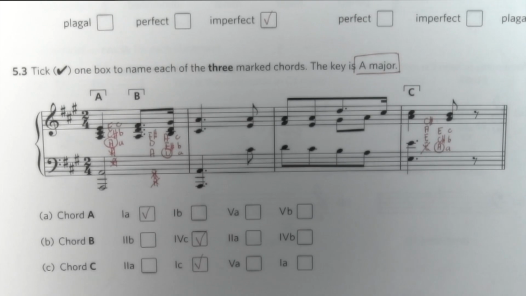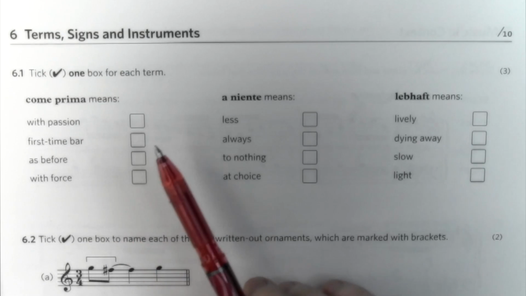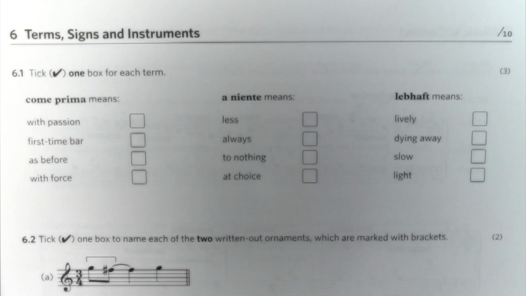Done. I hope this was useful. I really tried to make it as quick as possible. There is no other way, I think, to make it shorter. But if you find one, let me know. For now, let's move on to the 6th section of this exam. This section relates to terms, signs and instruments, and I don't have many tips here apart from memorize.